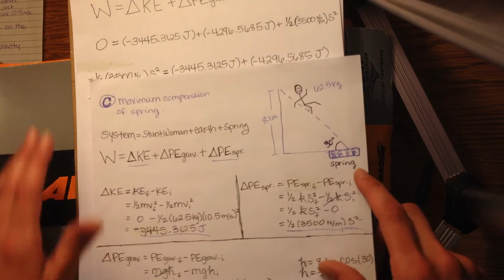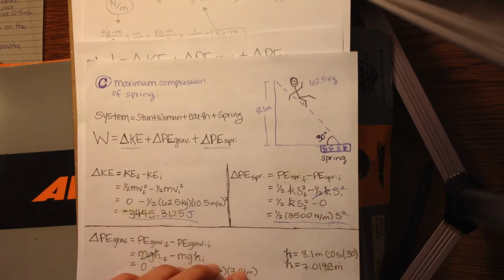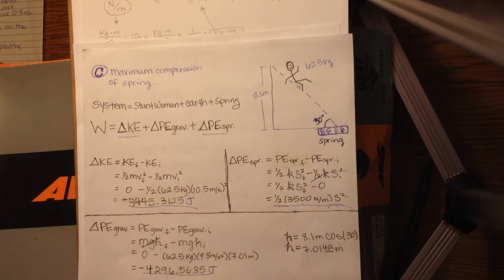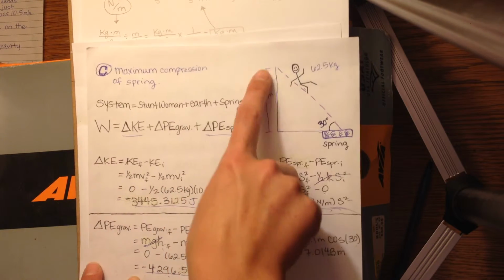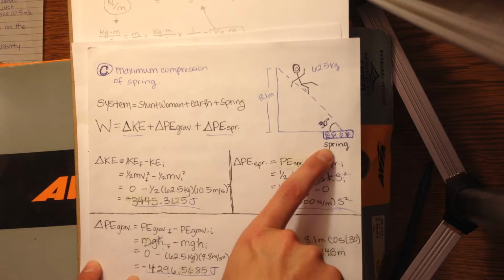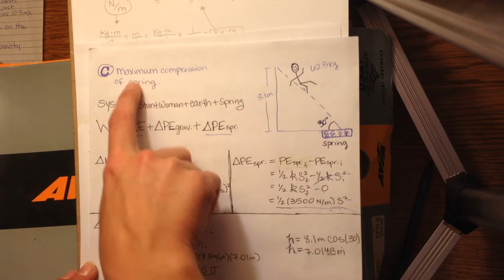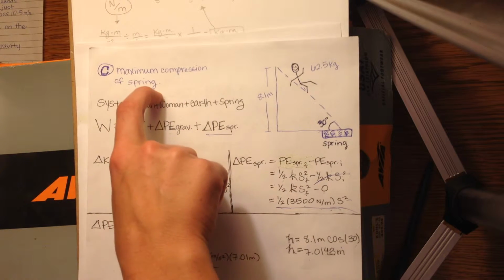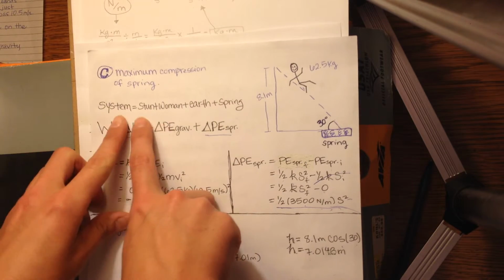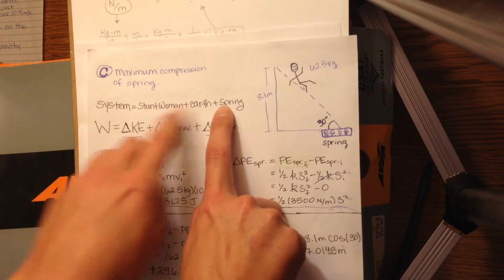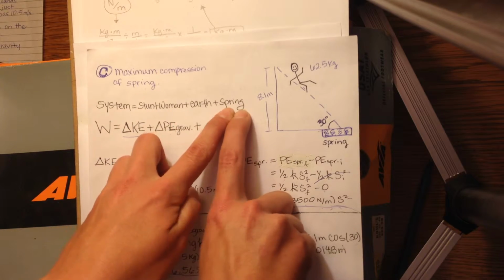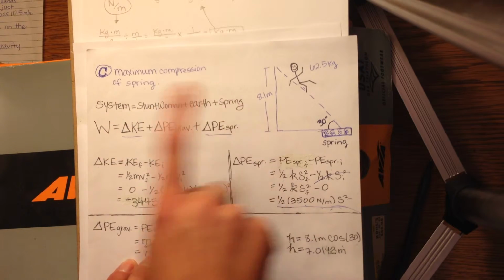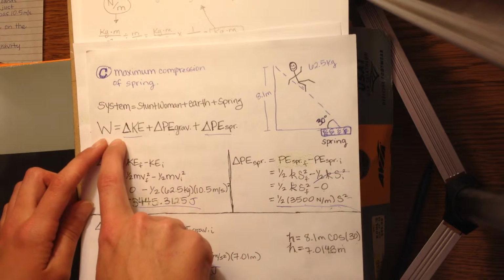So this is my new picture. I didn't spend much time on my drawings for this video, but alright, so now the only thing that has changed is that she's falling at an angle and she's falling onto a spring. So for the maximum compression of the spring, the system is the stunt woman plus the earth plus the spring. These are the three things at play here. So we want to use this equation.